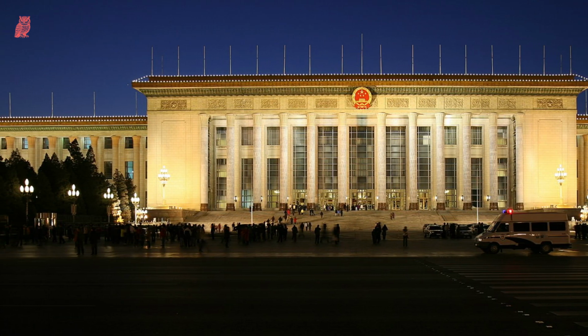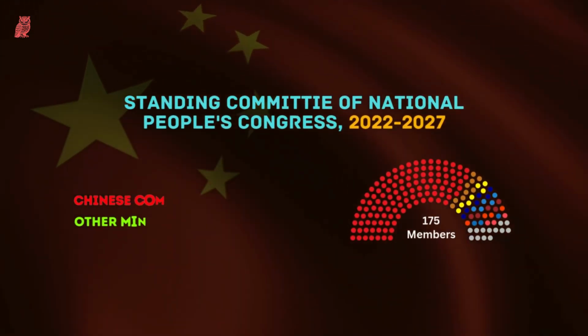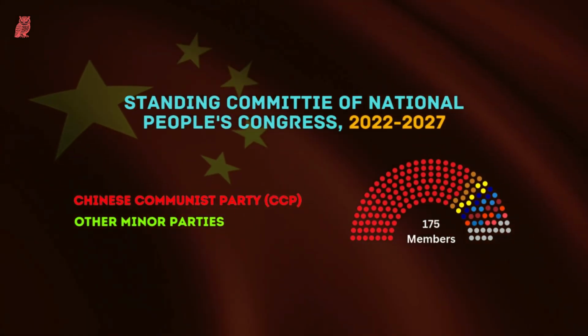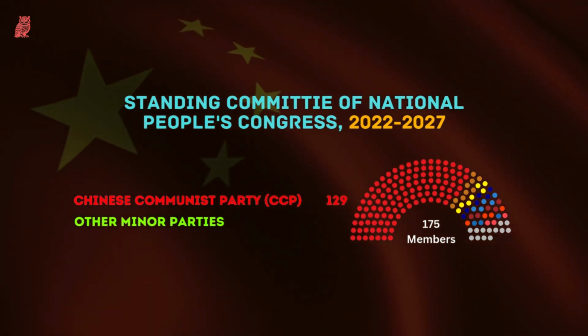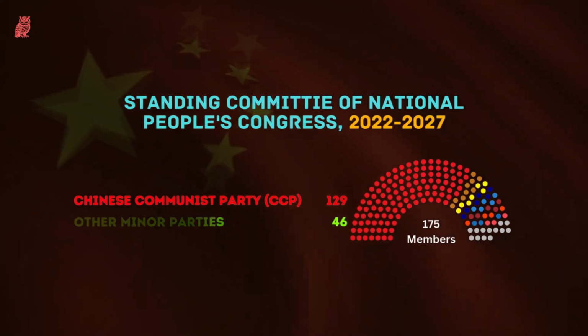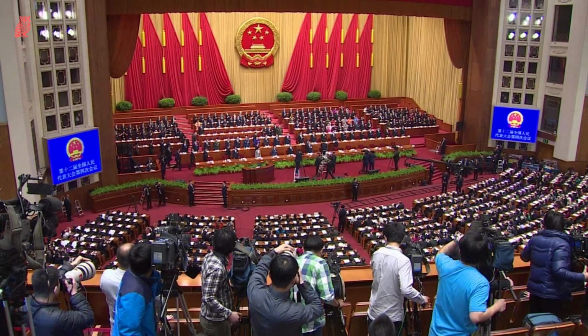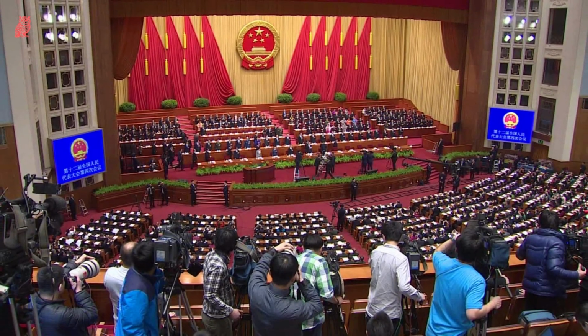Since the full parliament only convenes once a year for 2 weeks, a 175-member standing committee functions as its permanent body to handle urgent matters and legislative needs. This committee includes a chairman, vice chairpersons, and a secretary general, all of whom are selected from within the NPC.